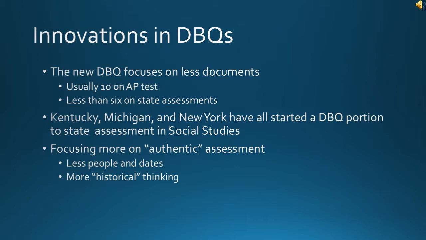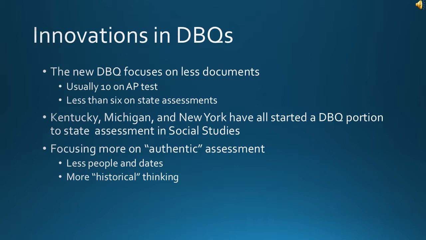Kentucky, Michigan, and New York have all started using a portion of a DBQ on their state assessments, and that usually has between 6 and 8 documents. The problem with having essays on state assessments is that they're more expensive to grade, so we might not see it as a giant revolution, but hopefully we'll get something more on DBQ essay writing in the future.